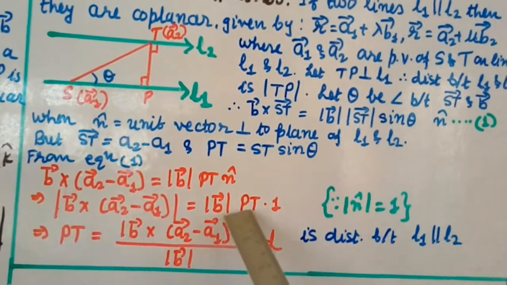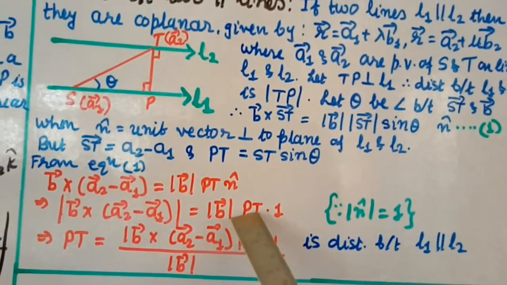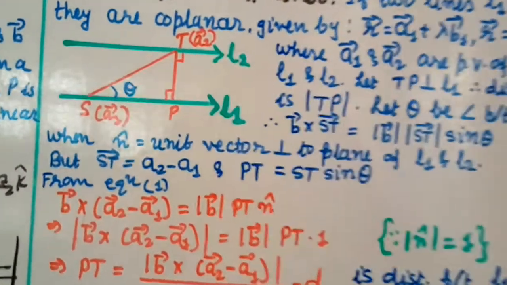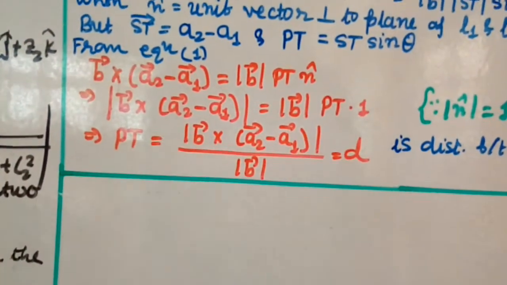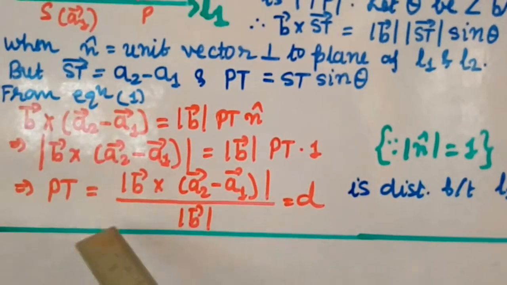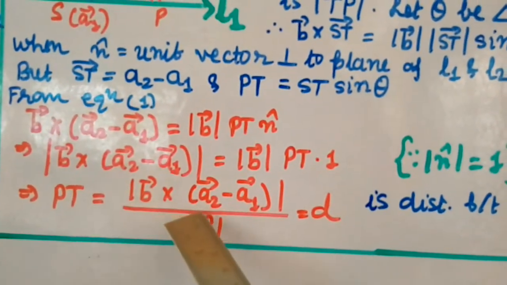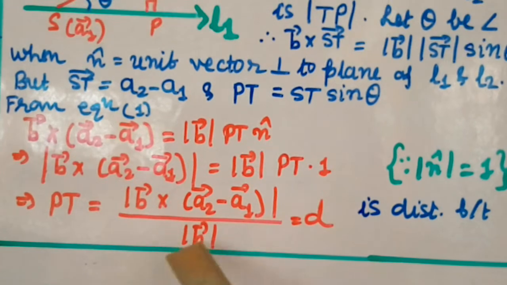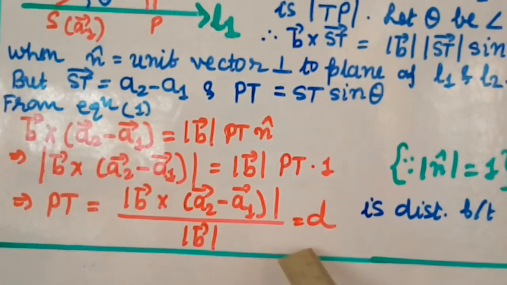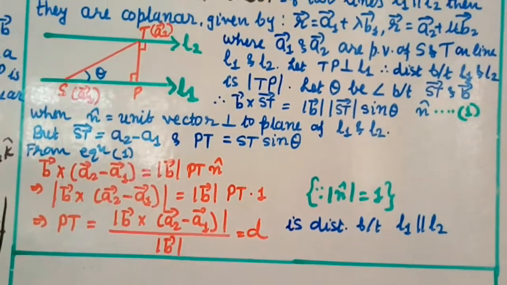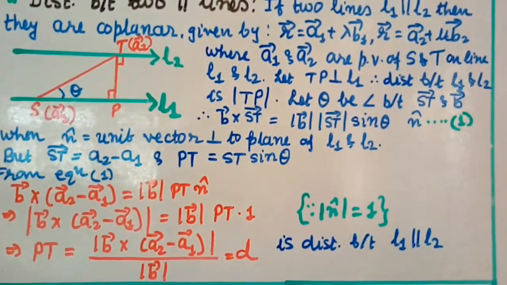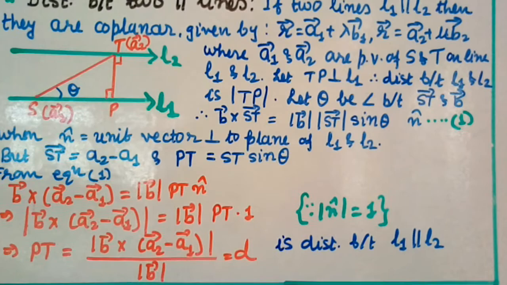Okay, I want to find the shortest distance, that is PT, this distance. So the distance PT, transferring the magnitude of B over here, goes in the denominator. So we get PT equal to the magnitude of vector B cross (a2 minus a1), divided by the magnitude of vector B, and this is the shortest distance, we denote it by D, and this is the distance between two parallel lines L1 and L2. We'll keep this much for today. Thank you very much.